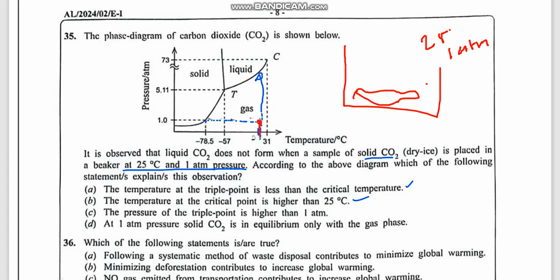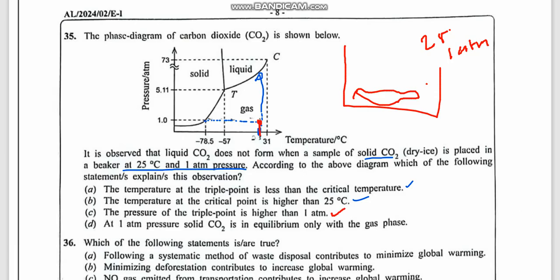Now here all statements are correct, but you have to pick the reasons for your observation. A is correct, B is also correct. The pressure of the triple point is higher than 1 atm. That's true, right? That's the reason for this observation. Triple point pressure is 5.11 atm. So you should have at least that pressure to convert solid carbon dioxide to liquid carbon dioxide. So that's the reason.